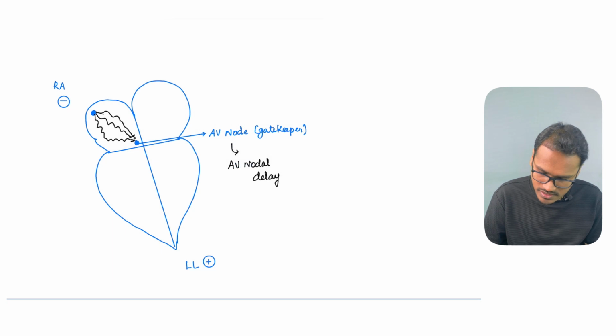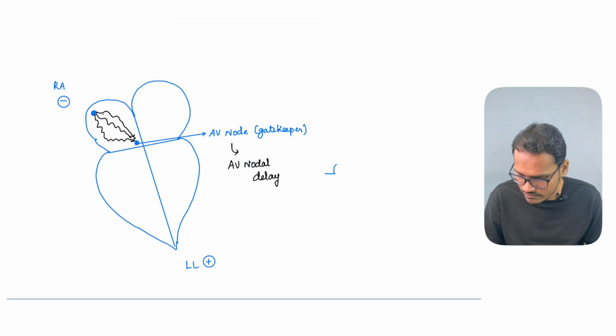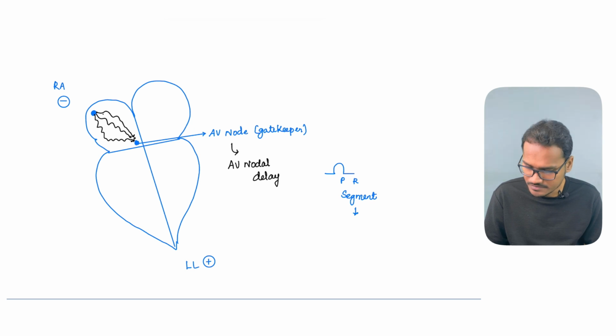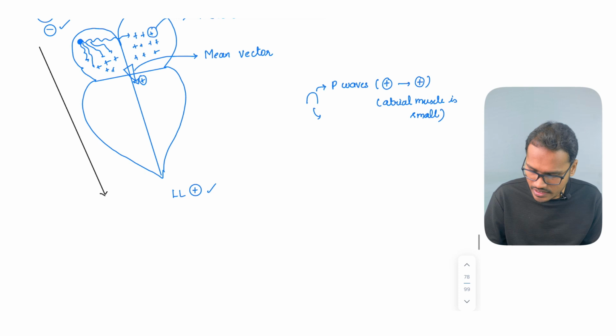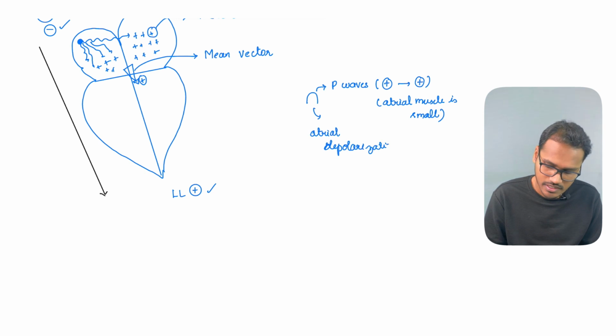So as you can see here, we have already gotten our P wave above, and after the P wave there will be a flat line. This segment is called the PR segment. And why is this segment happening? It is happening because of the AV nodal delay, whereas the P wave was happening due to the atrial depolarization.